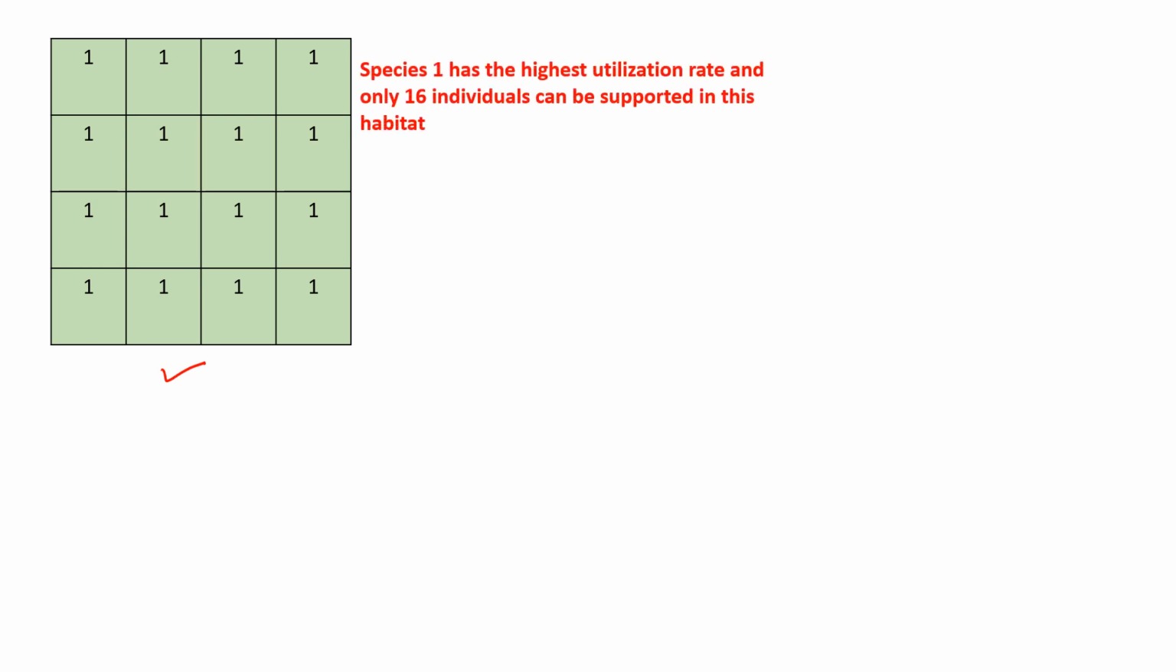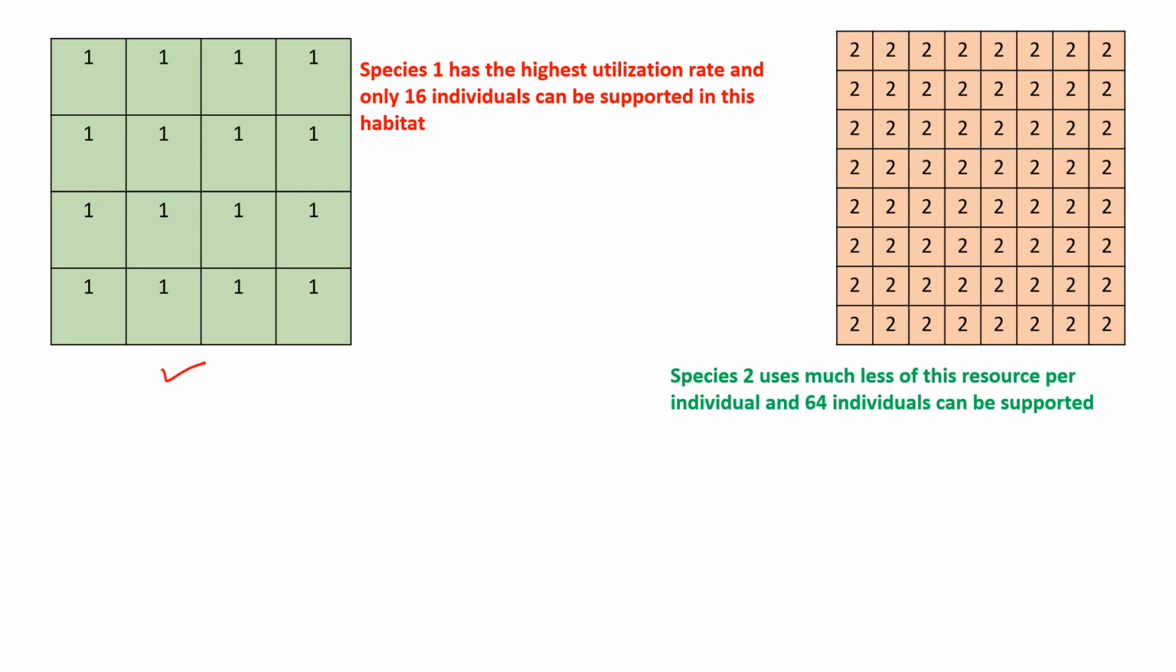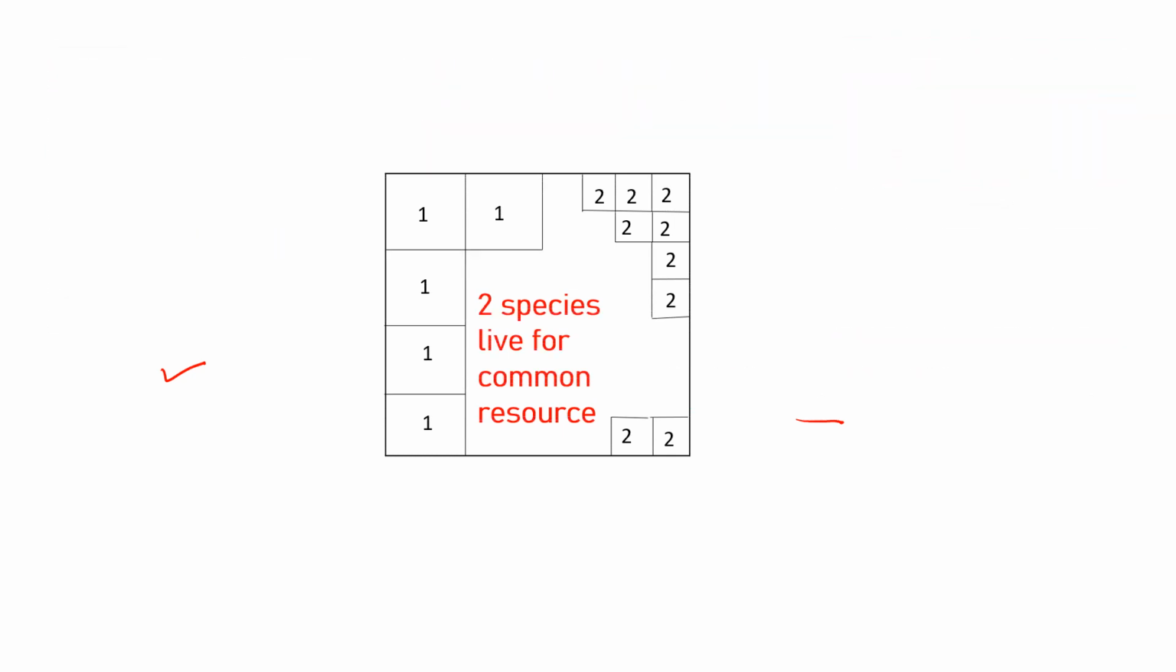Suppose in a habitat, species 1 has the highest utilization rate, and due to the carrying capacity of the habitat, only 16 individuals can exist here. On the other side, in the same habitat, species 2 uses much fewer resources per individual, and 64 individuals can be supported. Now, this is the situation in the presence of a single species only.